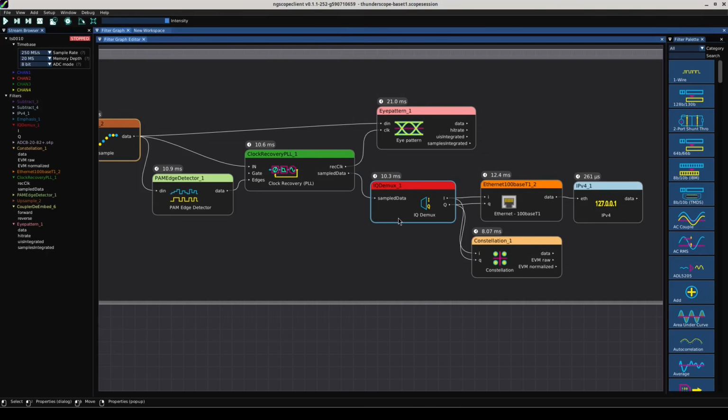And so what happens next is we're taking the sample data from the CDR PLL. This is still the sequential PAM3 symbols on the clock edges, and demuxing it into separate I and Q streams. This is not actually QAM, but because 100baseT1 uses a 2D PAM3 constellation, we're using the same block that we would if we had I and Q coming in sequentially out of some sort of other data stream. And so then coming out of the demux block, we've got separate I and Q signals, and we plot that as a constellation. We decode the Ethernet, and then feed that into the IPv4 protocol decoder.